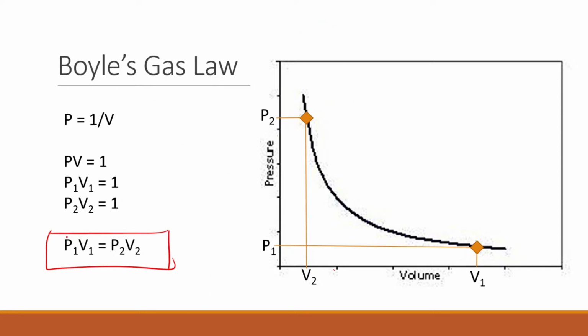We get that pressure and volume are inversely related, that P1 times V1, our initial, right, our before volume and pressure, are equal to our after volume and pressure, right? If I multiply pressure and volume, before and after, I should come to the same answer.